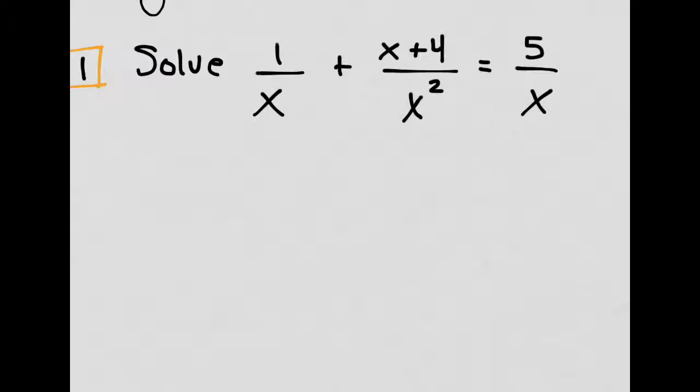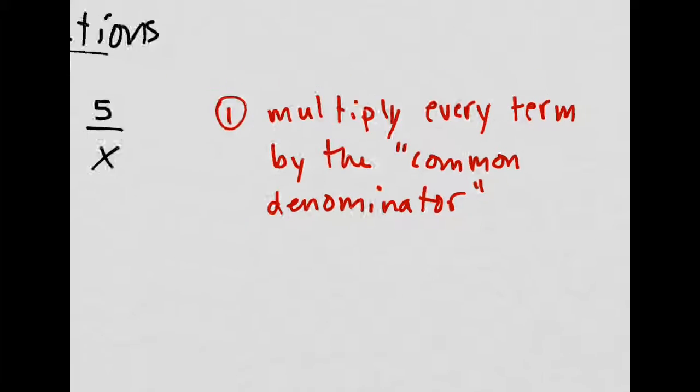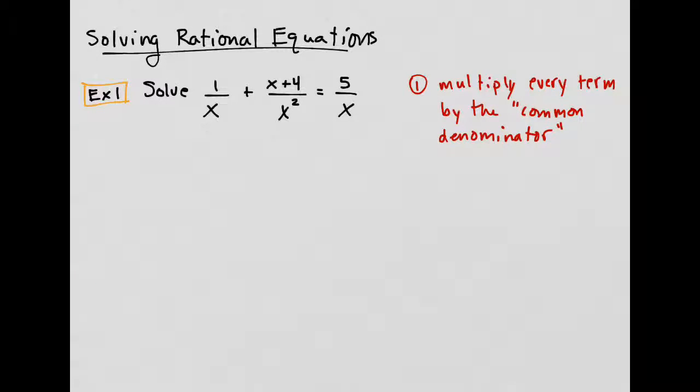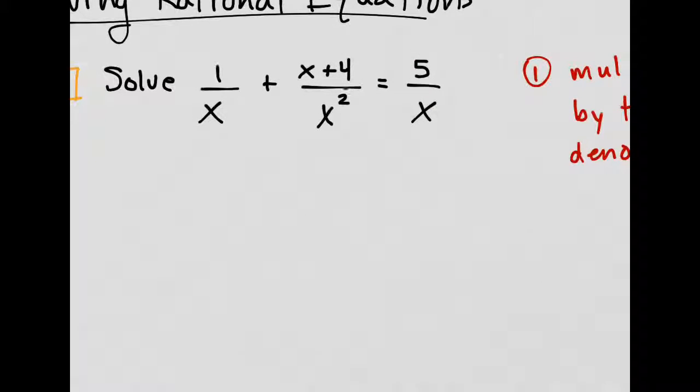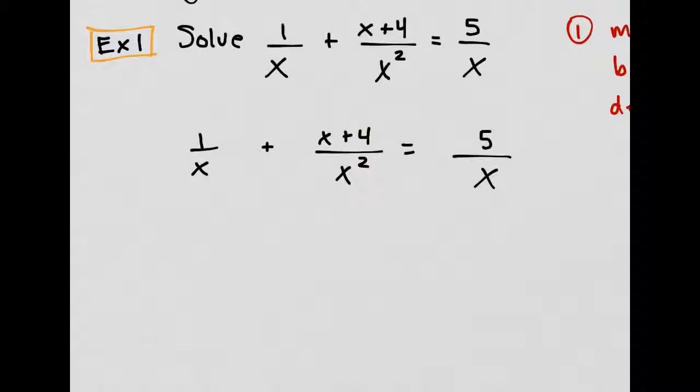So what is the greatest common multiple? Well, it's like a common denominator. What is the common denominator here? Well, in this case, it'd be x squared. But let me write that here. So we're gonna multiply every term by the common denominator, and in this case, the common denominator is x squared. It's kind of like, what's the biggest denominator? That's what they're kind of asking.